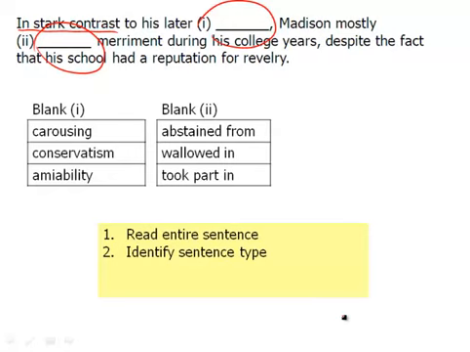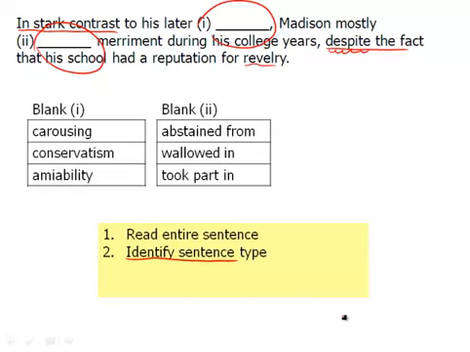Is this the fun guy one, or is he having fun during his college years? That's when we always have to remember what the rest of the sentence says. So: despite the fact that his school had a reputation for revelry. Now you can see that there's another contrast going on here. So it's sort of a double contrast when you identify the sentence type. And you'll see that there is more complexity in two blank text completions simply because there's typically more words and there are two blanks. Once we get to three blank text completions, it's even going to be more complex.